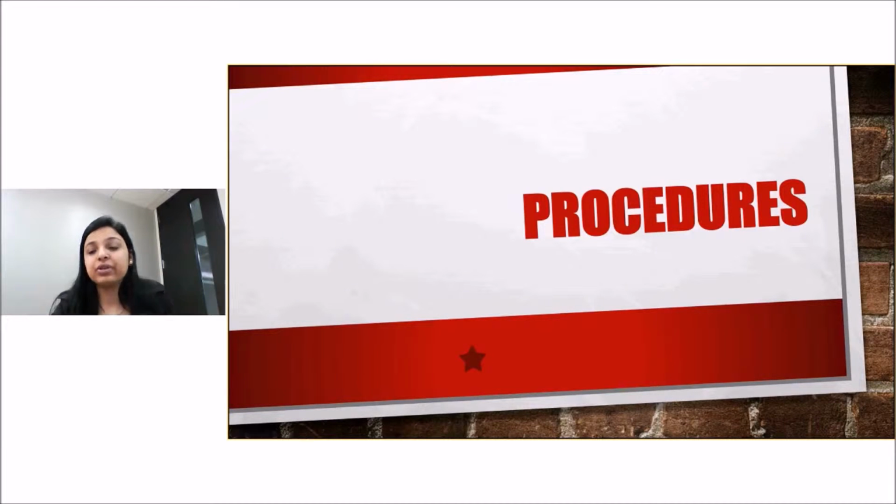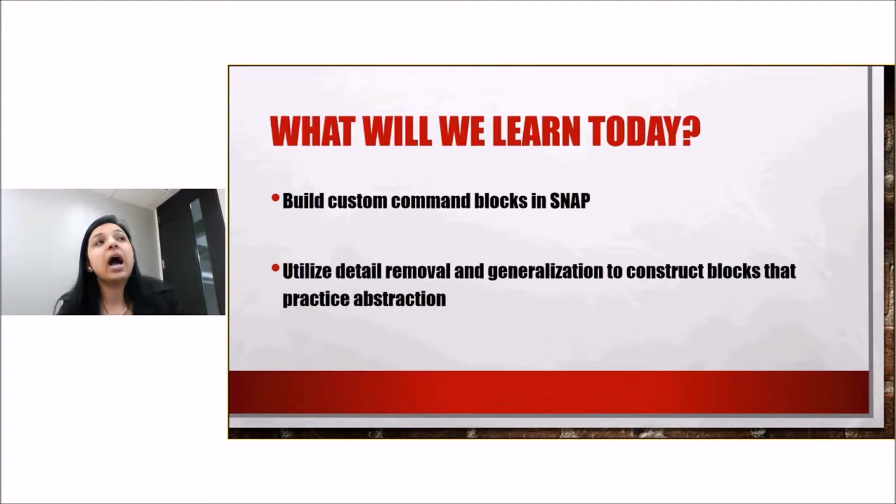So the topic for today is procedures, and we'll see how we define those procedures, how we build custom procedures, considering the example that we talked about, that one person develops a part of the program and another person adds it into his program. How do we do that? And then utilizing detail removal and generalization to construct these blocks, which actually lets you do these two concepts: it lets you remove the detail that you don't want, and it lets you generalize the processes that you do in your program.